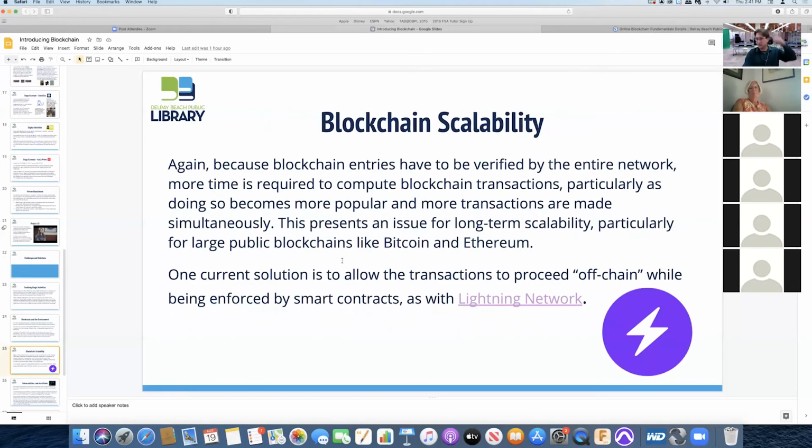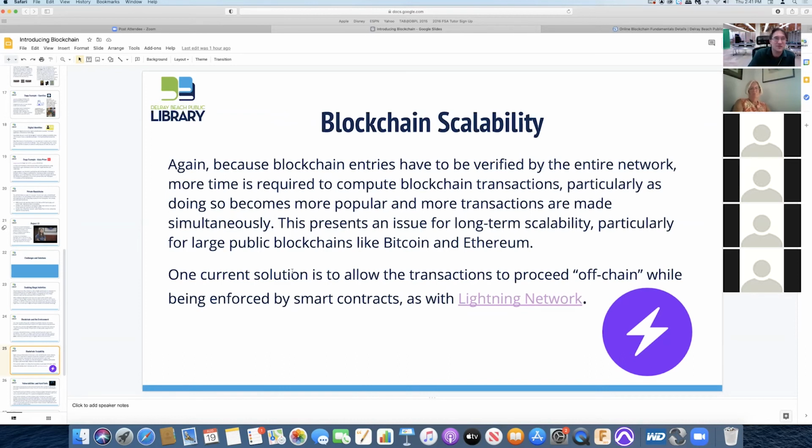Blockchain scalability, I've mentioned a little bit so far. Again, because blockchain entries have to be verified by the entire network. Remember, blockchains are distributed out on lots of different computers, however many want to join in the case of a public network, and they have to be verified.